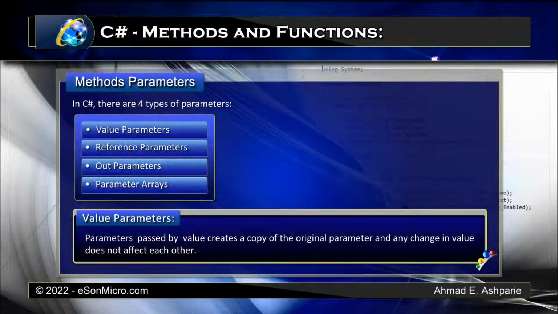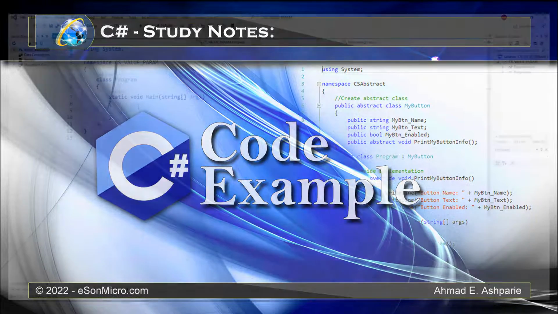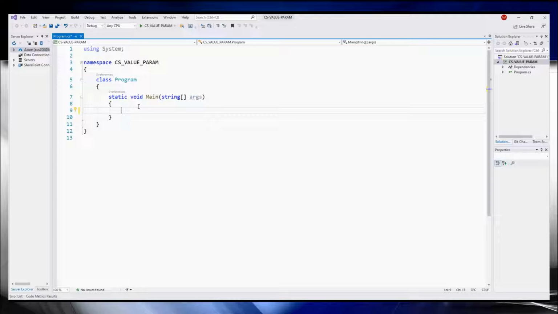Method parameters. In C#, there are four types of parameters: value parameters, reference parameters, out parameters, and parameter arrays. Value parameters: parameters passed by value create a copy of the original parameter, and any change in value does not affect each other. Let's switch to Visual Studio. In this example, we will look into parameters passed by value. As we have discussed, parameters passed by value create a copy of the original parameter, and any change in the value does not affect each other. Let us take a look at an example.